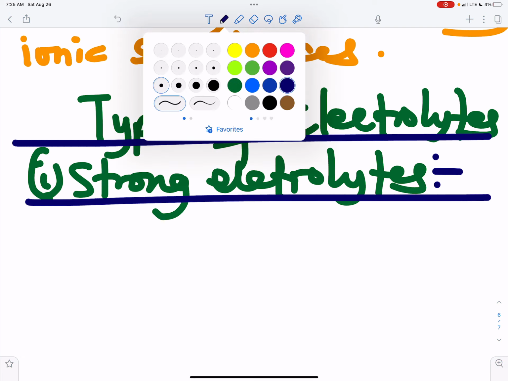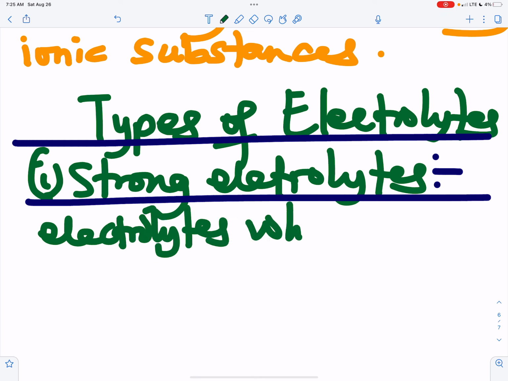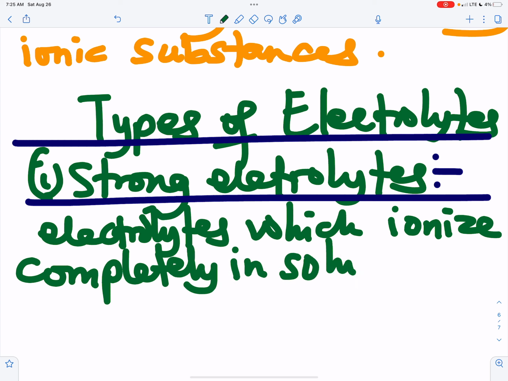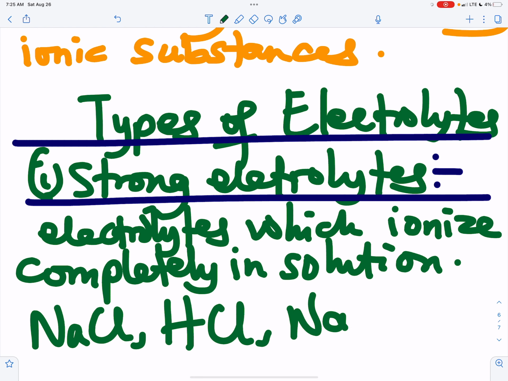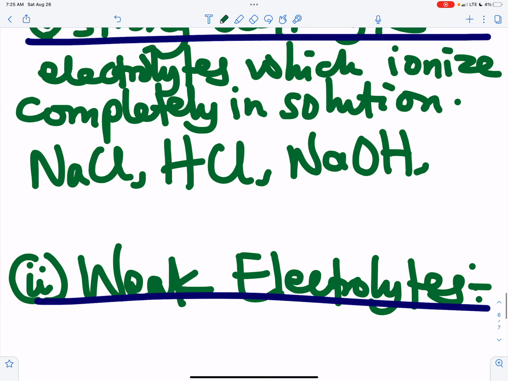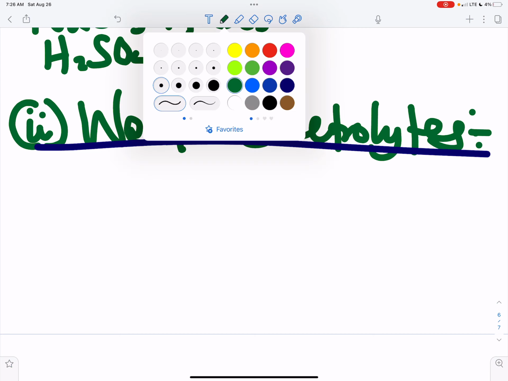Strong electrolytes are electrolytes which ionize completely in solution. Usually they are strong acids, bases, or very strongly ionic substances: HCl, NaOH, H2SO4, etc.